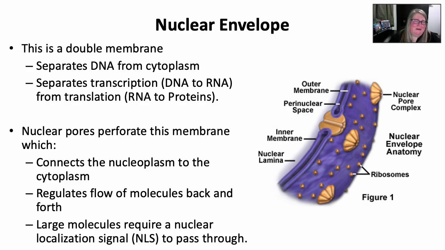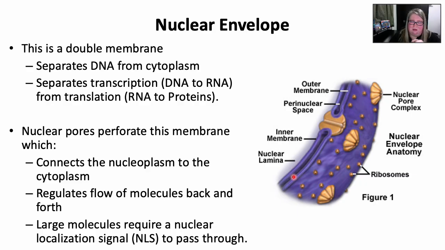So the next part of the cell that we're going to talk about is something called the nuclear envelope. Okay, the nuclear envelope is going to protect our nucleus. Okay, so you can kind of think about it like the cell membrane, but for the nucleus. So it's going to keep the nucleus separated from the cytoplasm. So our nuclear envelope is a double membrane. Okay, it's going to separate the DNA from the cytoplasm, just like the cell membrane separates the inside of the cell from the outside. Okay, but it also has another function. Okay, it's going to separate the two parts of the central dogma of biology, right? The central dogma of biology states that information flows from DNA to RNA to proteins.